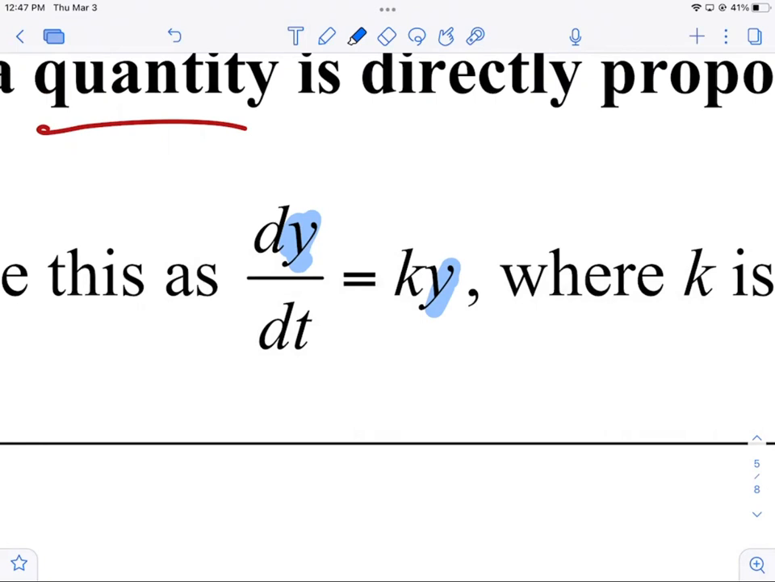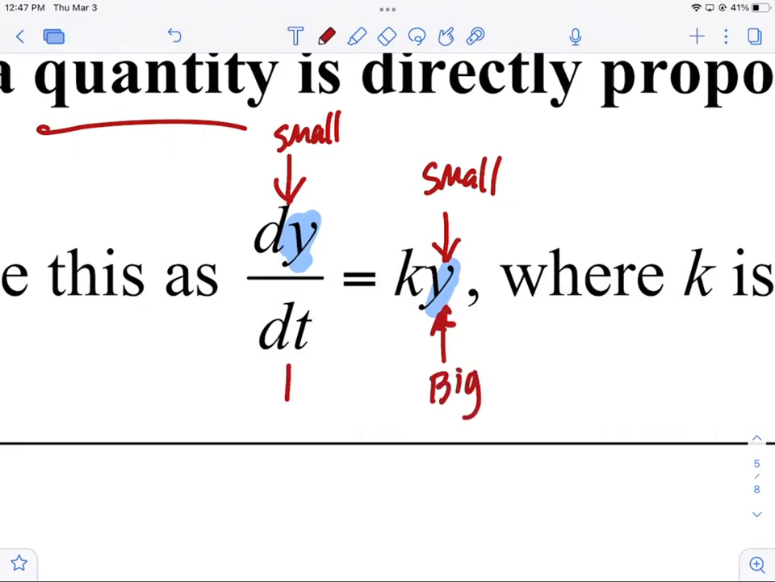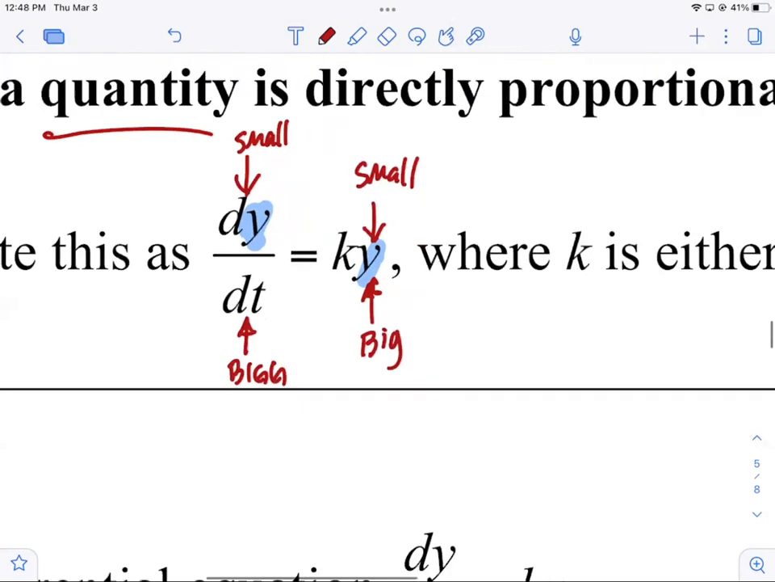Directly proportional, right? What if y is small? Then the rate of change is small, right? What if I put in $1 at 5%? Is it growing very quickly? No. But what if I put in a big value here, like $1 million at 5%? Yeah, now it's growing faster because 5% of a bigger number is a big number than 5% of a smaller number.